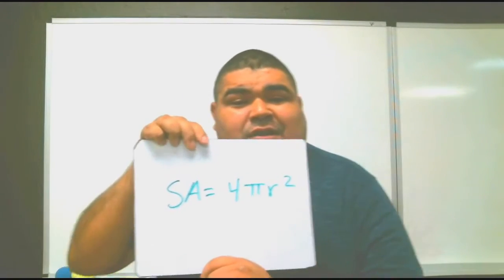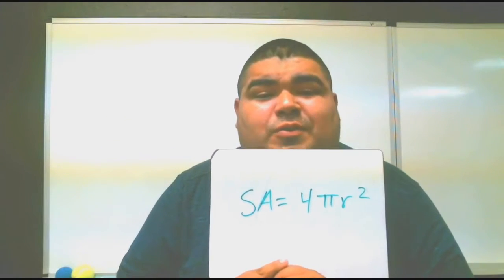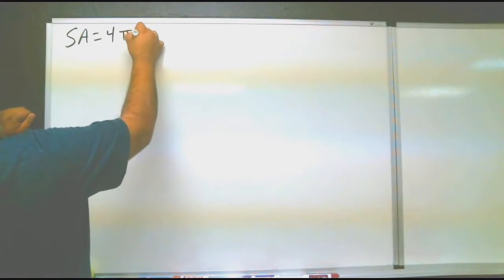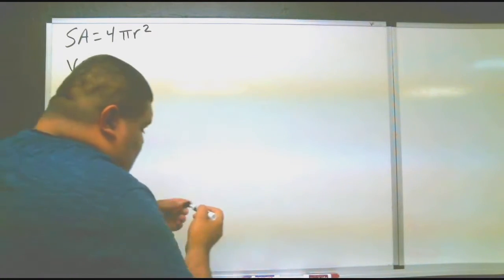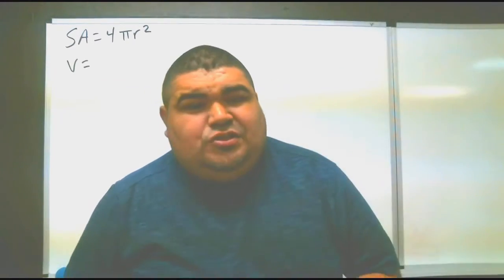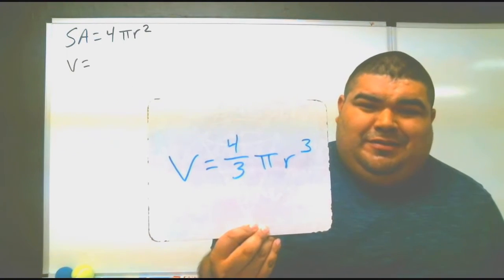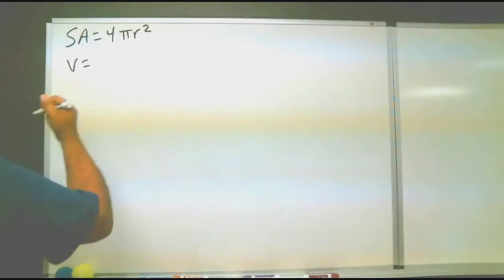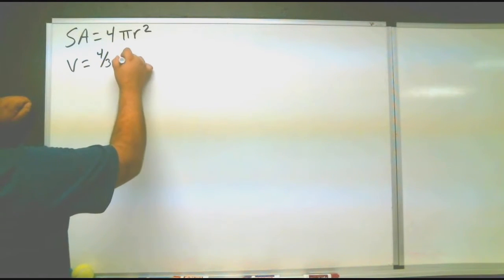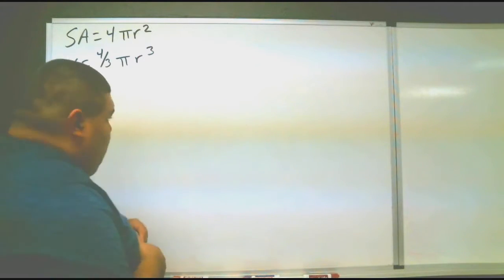So, the equations we're going to be working with today are the one for surface area. Remember, it's area. It's 4 pi r squared. So our first equation for surface area is 4 pi r squared. For volume, the equation is 4 over 3 pi r cubed.